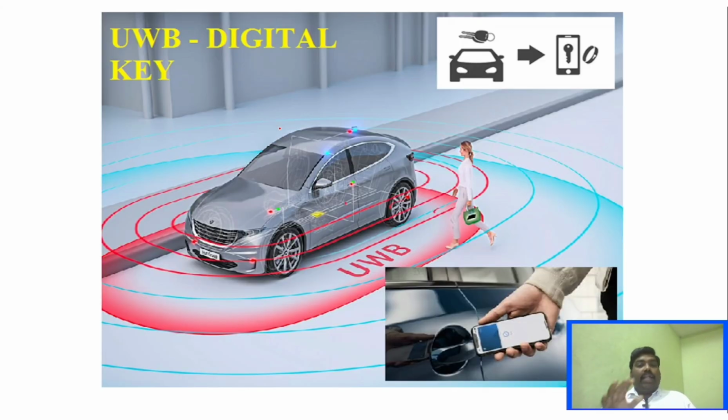And this is another advanced application where we have the UWB digital key, where you can unlock the door, like the central locking system. You can even start your car using the UWB digital key, where you don't need a physical key. Instead of that, you can use your mobile to control using this UWB digital key.